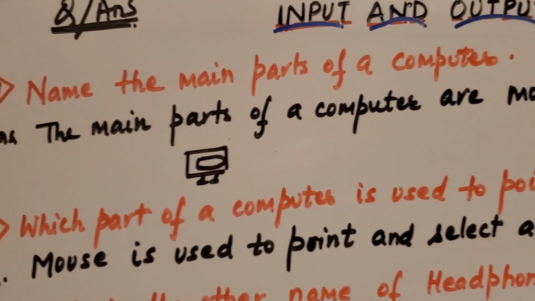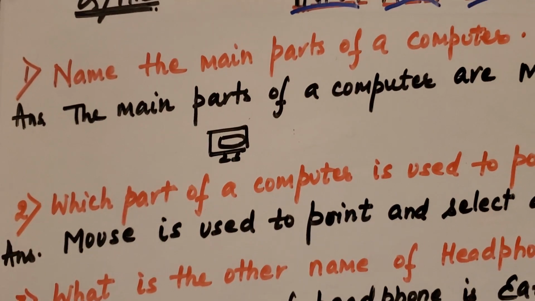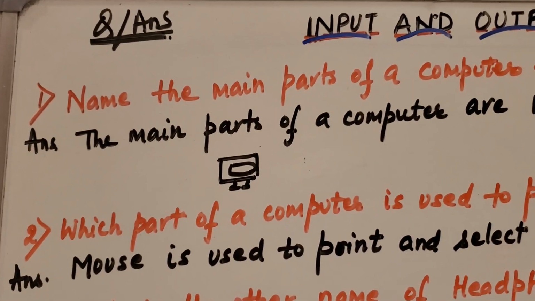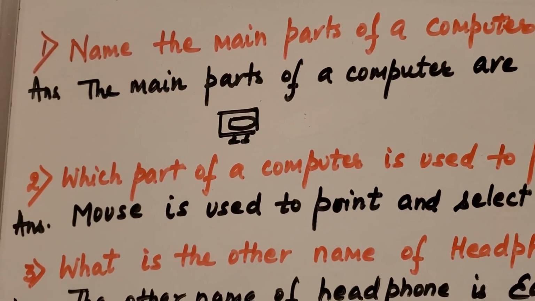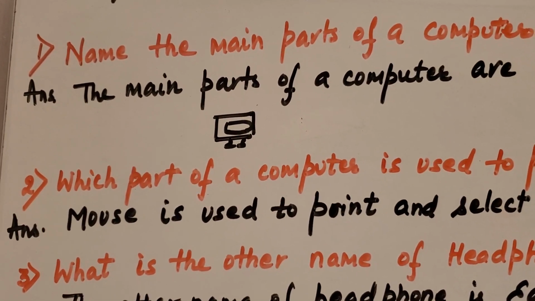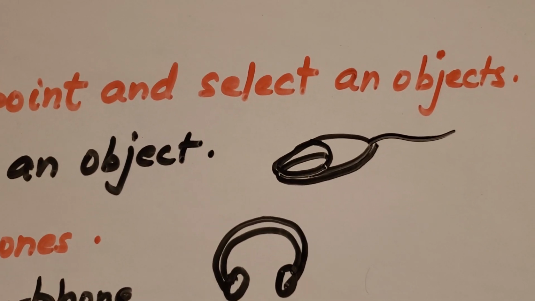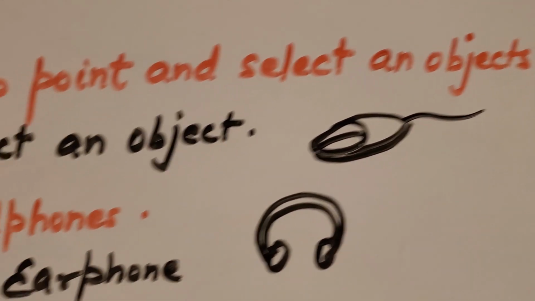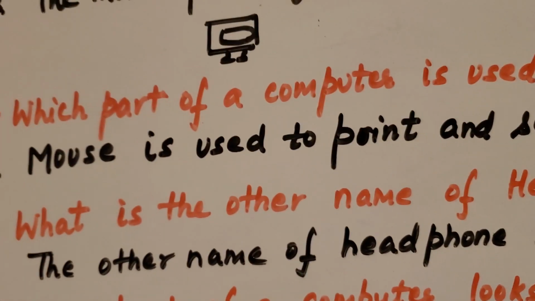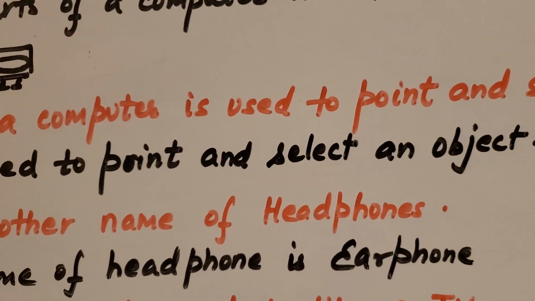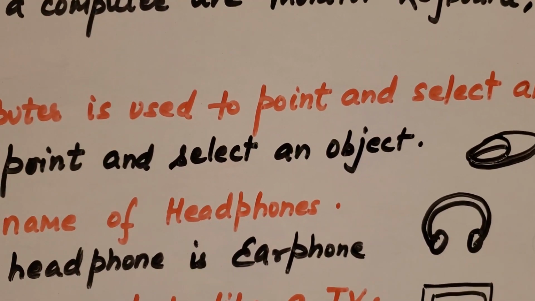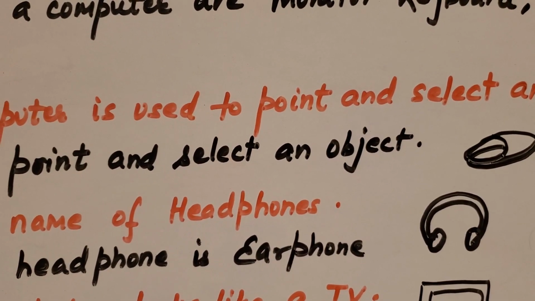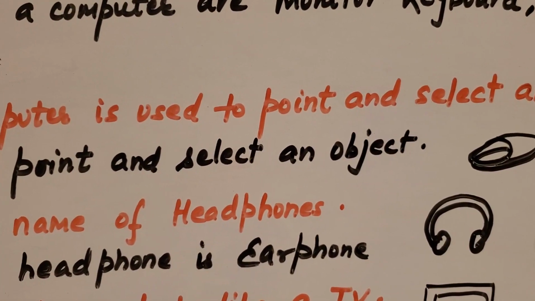So we covered the first question, what are the main parts of computer, and then which part of computer is used to point and select the object. The third question is, what is the other name of headphone? Guess what? We simply call it headphone, which looks like this. But if you have a wired one, what do you call them? Earphone. So the other name of headphone is earphone. We call both names, sometimes headphone, the bigger one, and earphones, those with wires. So earphone and headphone are actually of the same use and only look different, but they are the same.